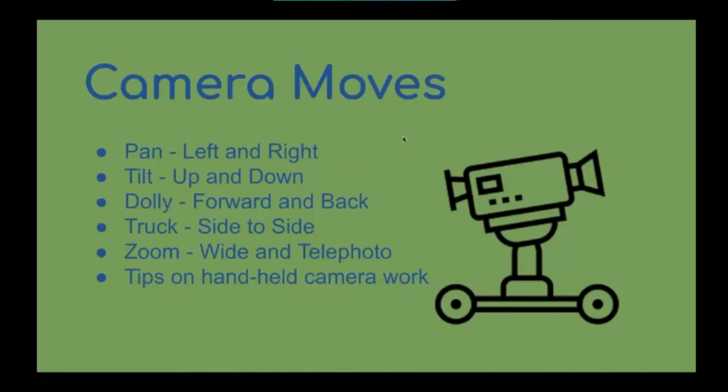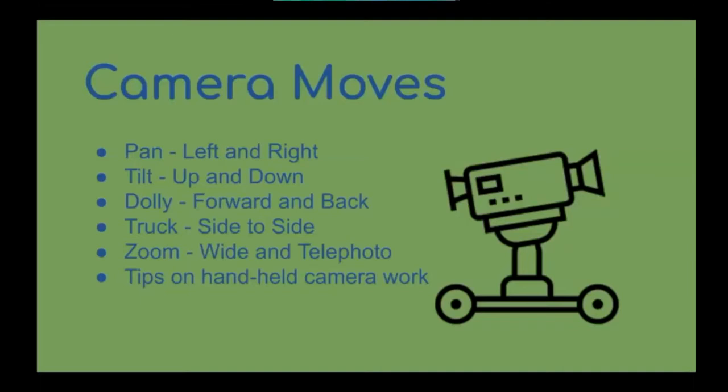Okay, so now I want to talk about camera moves. There are different types of moves that you're going to want to work through with your students and their times to use them. So panning is if I had a tripod and my camera's on the tripod, if I swivel back and forth, it's a pan, left and right. And then if I move it up and down, that's tilting.